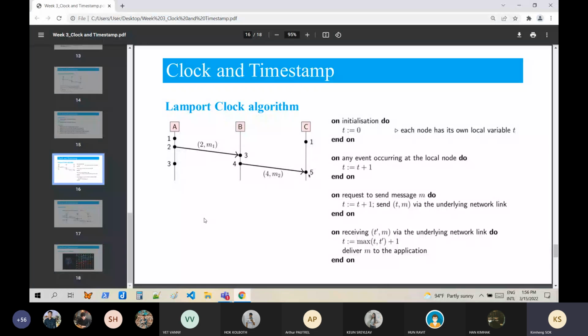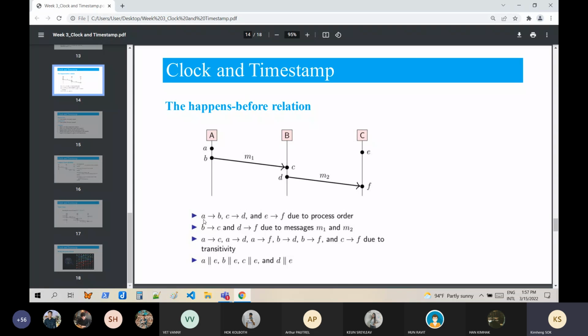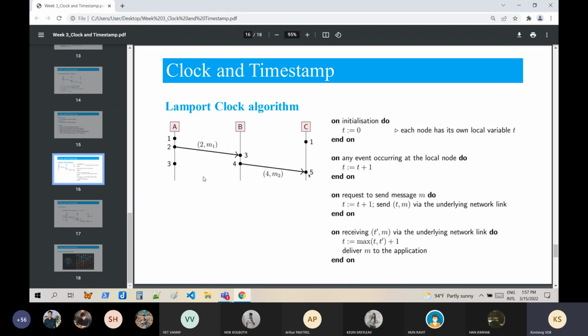So case number 2: does this 3 send a message to this 3, or this 3 send a message to this 3? No. So case 2 is also incorrect, which means we don't know which comes first. We don't know if this 3 happened before this 3 or this 3 happened before this 3, because it did not happen on the same computer and they did not send messages to one another.